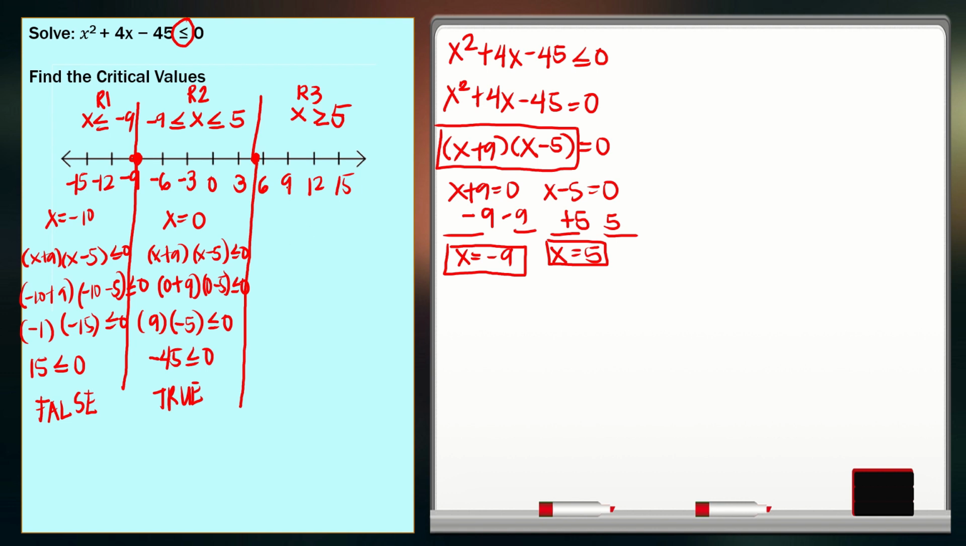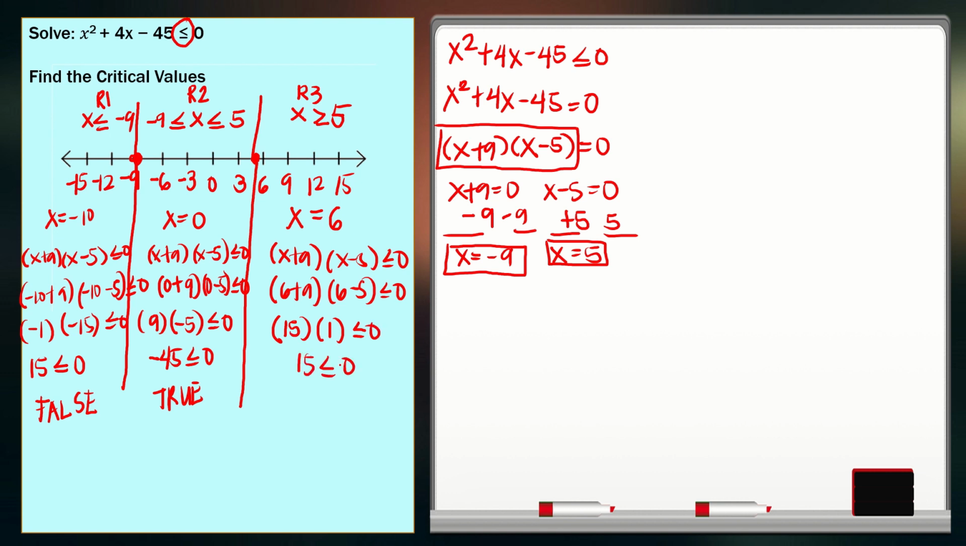Next, we have region 3. We're going to get a test point in region 3. Let's say I'm going to get x equal to positive 6. So substitute again to our inequality, x plus 9 times x minus 5 is less than or equal to 0. We have 6 plus 9 multiplied to 6 minus 5 is less than or equal to 0. 6 plus 9 is 15, multiplied to 6 minus 5, we have positive 1. 15 times 1, we have 15 is less than or equal to 0. Is it correct that 15 is less than or equal to 0? The answer is also false.